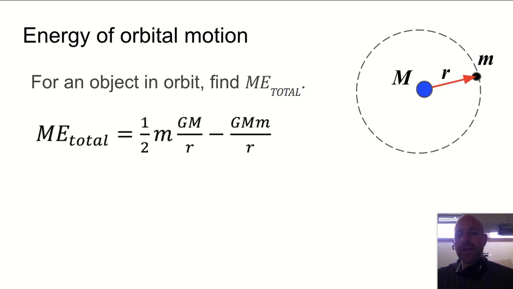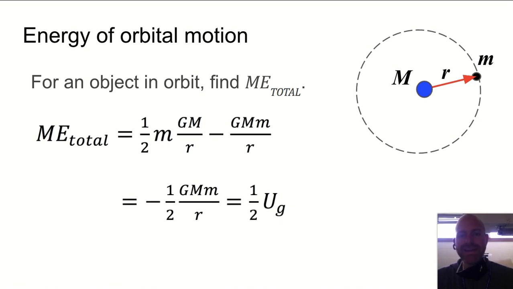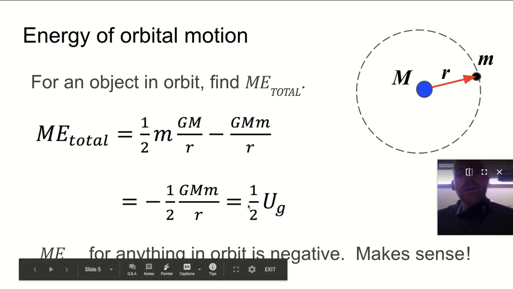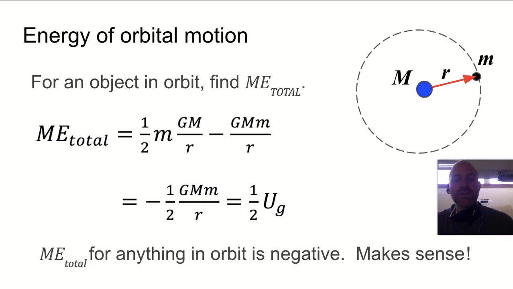We end up with the total mechanical energy is 1/2 m times GM over r. But that's interesting because we end up with 1/2 GMm over r minus GMm over r. So we get negative 1/2 of GMm over r, which happens to be 1/2 of the gravitational potential energy. And this is actually a really special case: the total mechanical energy for a circular orbiting system is going to be equal to 1/2 of the gravitational potential energy at that point. And this will be a negative value, and it should make sense.